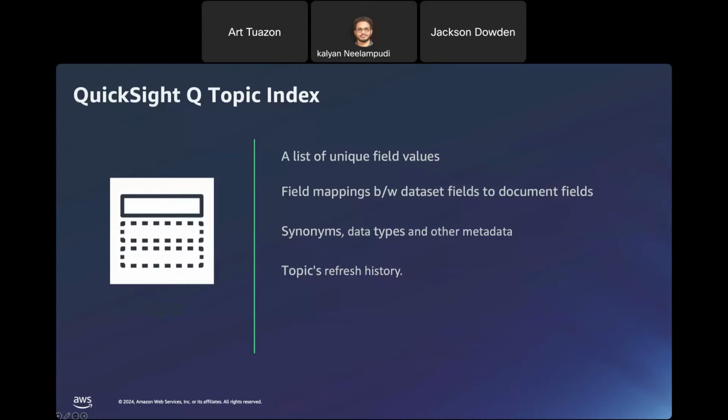On the second bullet point, field mappings link dataset fields to document fields in the index. This helps QuickSight interpret those natural language questions, and this field mapping is exposed to users, and they can use it to curate and help Q understand the questions being asked. Things like synonyms, data types, and other metadata about each field are detected during the initial indexing process. These are, again, all exposed to a user of a QuickSight Q topic, so they can go ahead and refine the topic to further address a diverse set of customer questions.